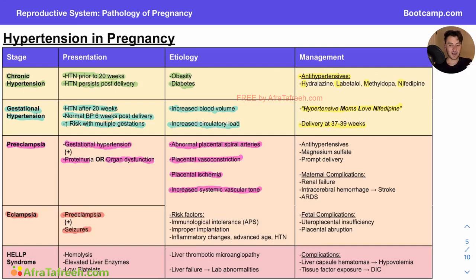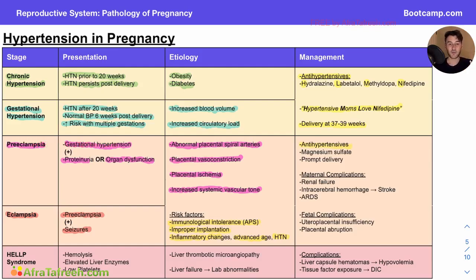And so it's important that we talk about why this is happening in the first place, like what connects these disease processes in terms of risk factors. And it's going to be things like immunological intolerance, specifically antiphospholipid syndrome, which is a big one that they like to mention on exam day. I've abbreviated it here as APS. Also improper implantation, which makes total sense because we know that the spiral artery, placental arteries are the base of all this pathophysiology. And then also inflammatory changes, advanced age, and previous hypertension can all contribute and increase your risk of developing preeclampsia/eclampsia.